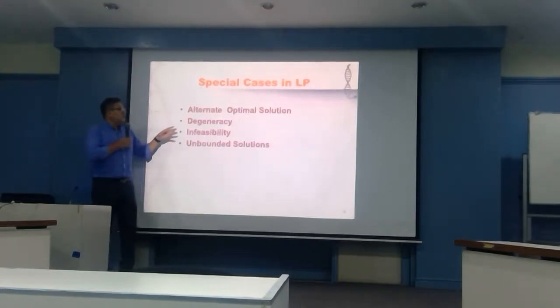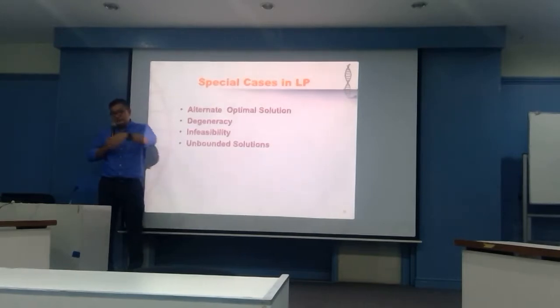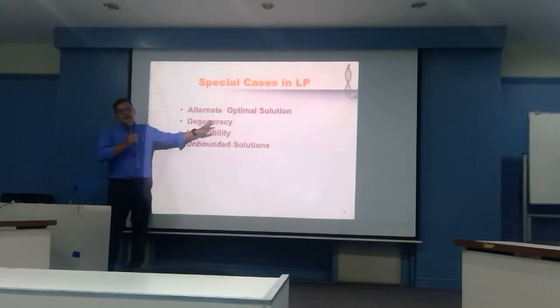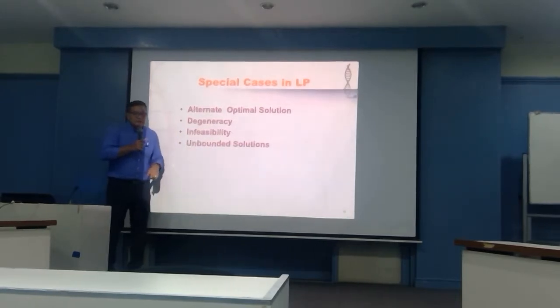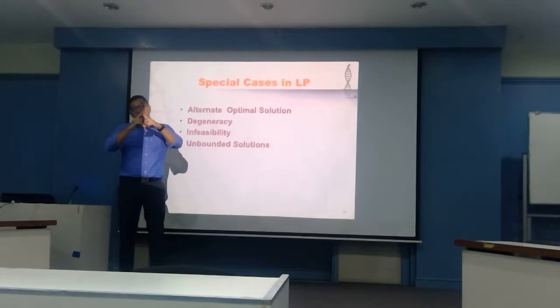But the degeneracy case means that the optimal solution will occur at the cutting point of 3 constraints cutting at the same point. So this is a special case. We don't have the picture to show you because we cannot study this later on. But I just want to inform you that degeneracy means the optimal solution occurs at the intersection point of 3 constraints cutting together at the same point.